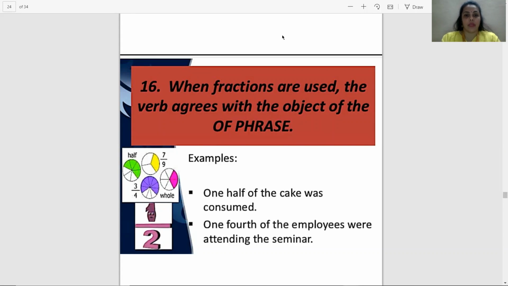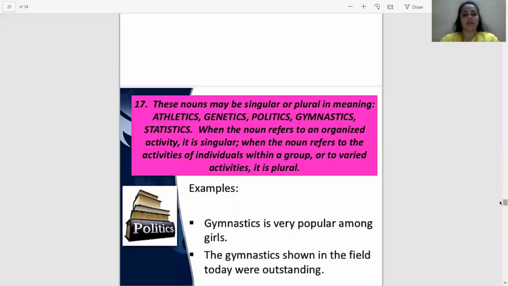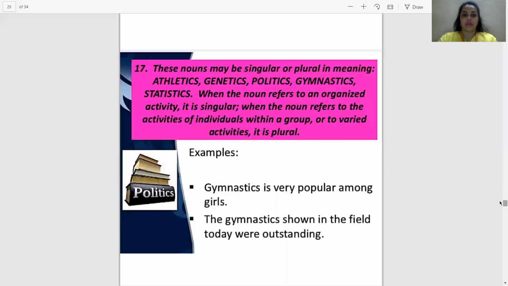Yes, the next rule quickly. 17th rule. Okay, children, now this is something which, when we read it, may sound singular. It may sound plural. These nouns may be singular or plural in the meaning.